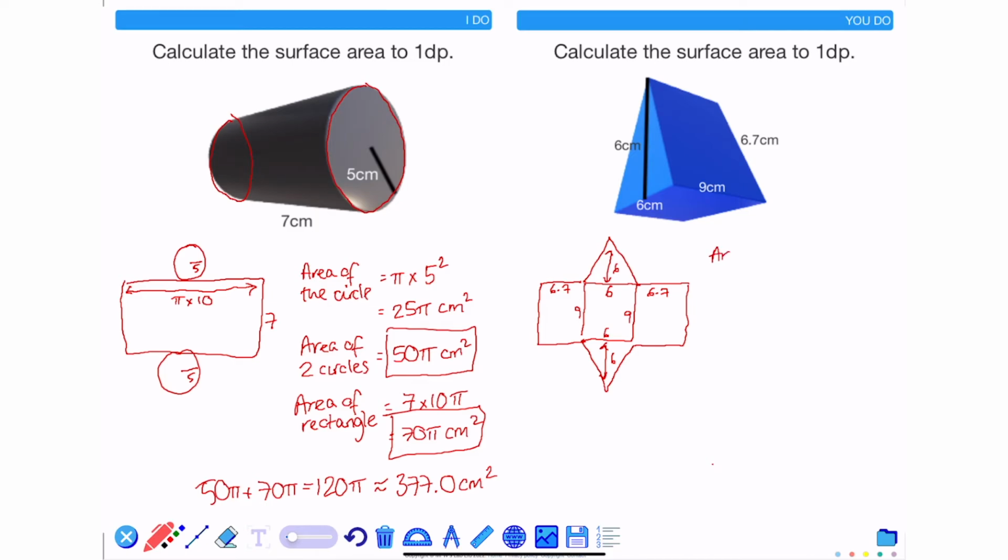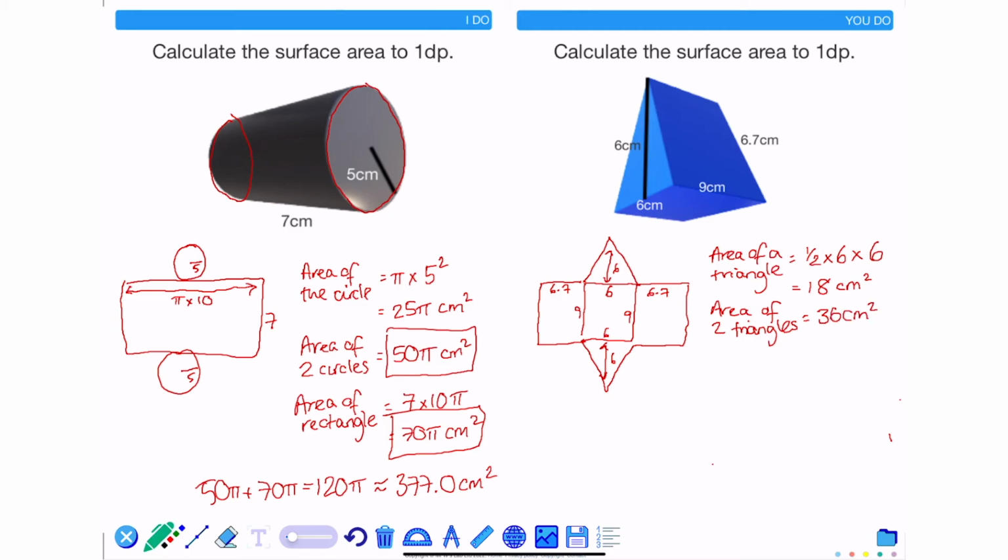So first of all, starting off with the area of a triangle. To calculate the area of the triangle, it will be a half of the base, which is 6, times it by 6, which is the height. This gives me 18 centimeters squared. So the area of two triangles, because the two triangles are exactly the same, will be 36 centimeters squared.